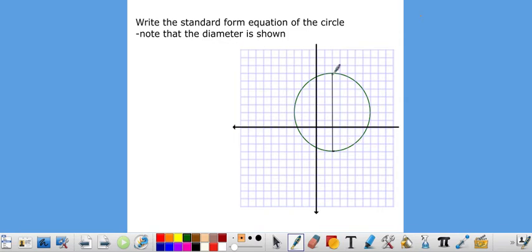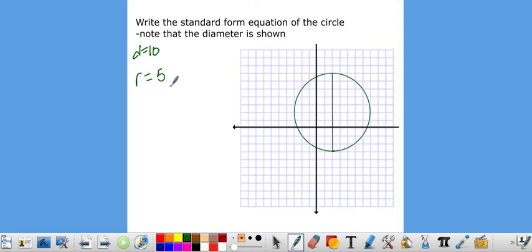So let's count what the length of this diameter is. How many units is this? 1, 2, 3, 4, 5, 6, 7, 8, 9, 10. The diameter is 10, so that means the radius has to be 5.